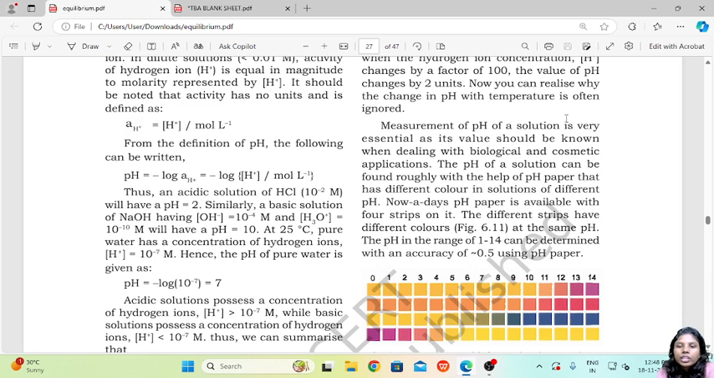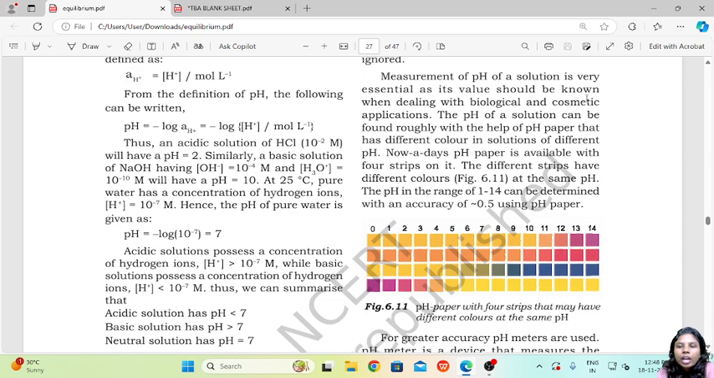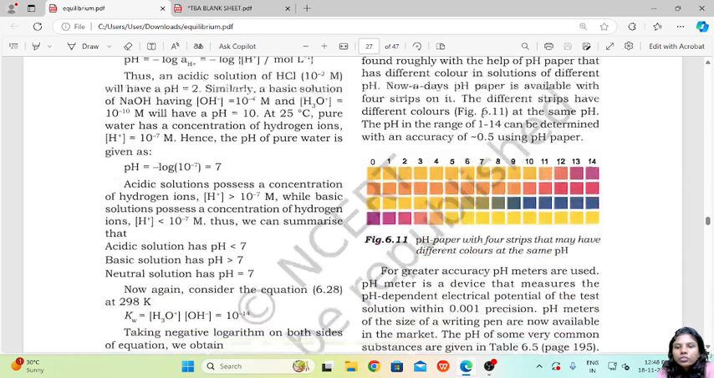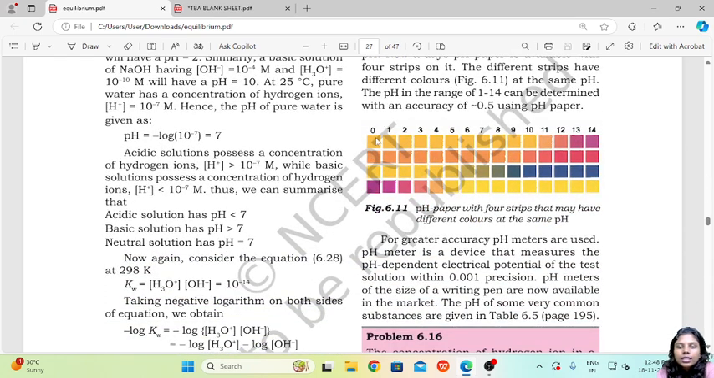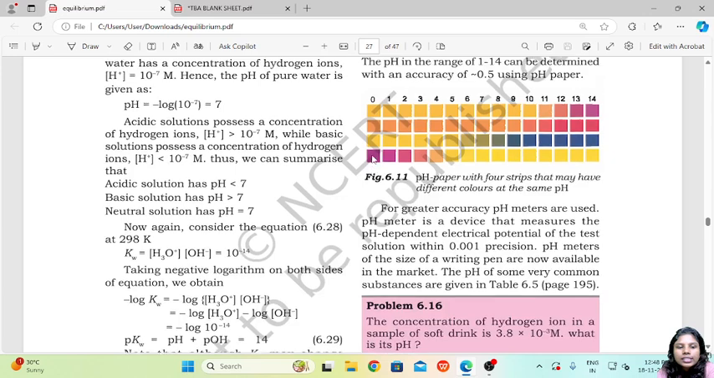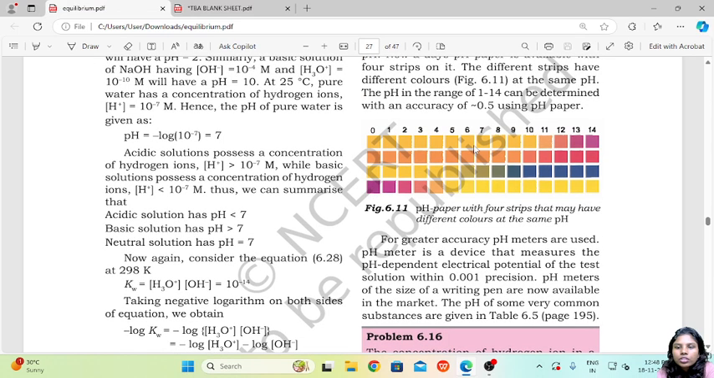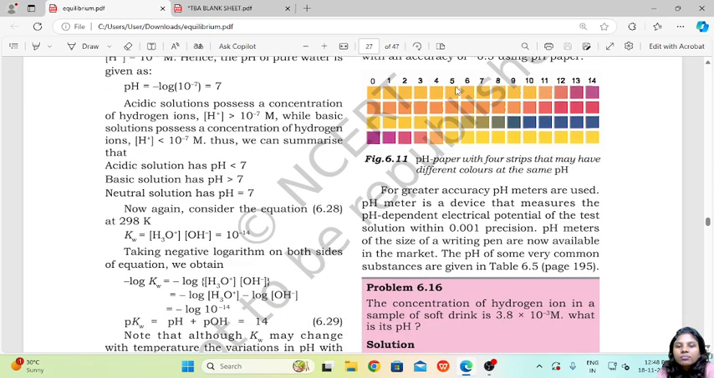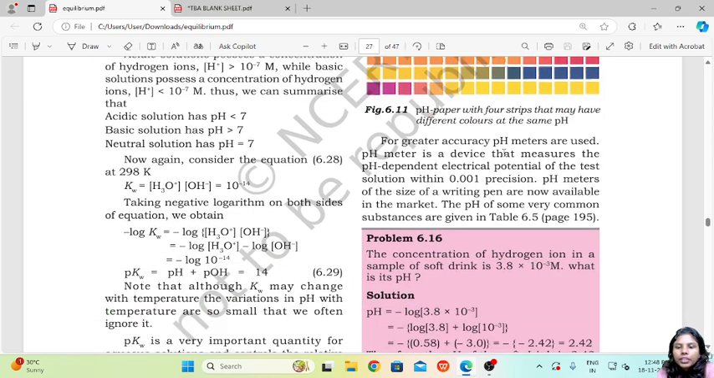Now, measurement of pH of a solution is very essential as its value should be known when dealing with biological and cosmetic applications. So here, this is the actual pH scale. This is the neutral point, and these are the basic sides, and these are the acidic sides. We can have these strips in various colors which indicate the presence of acidic and basic solutions.